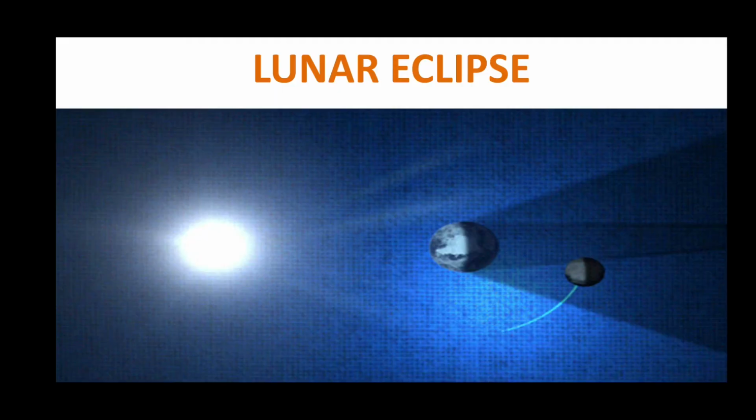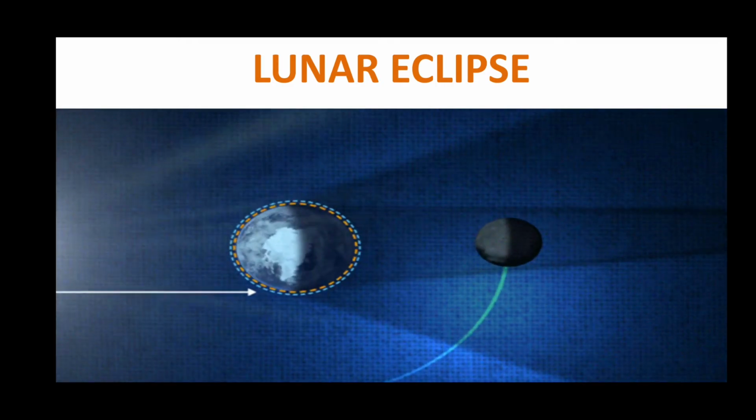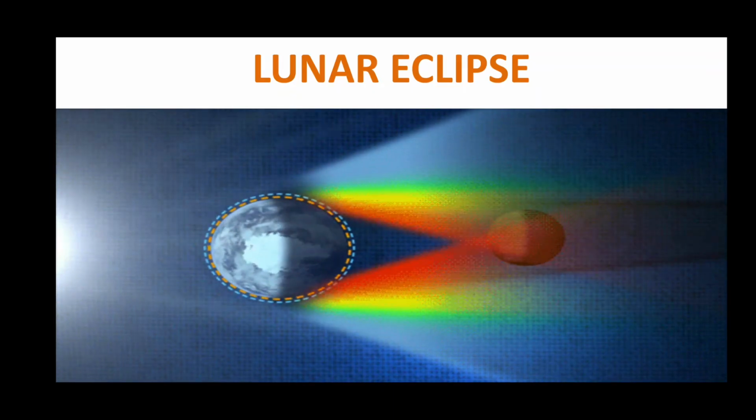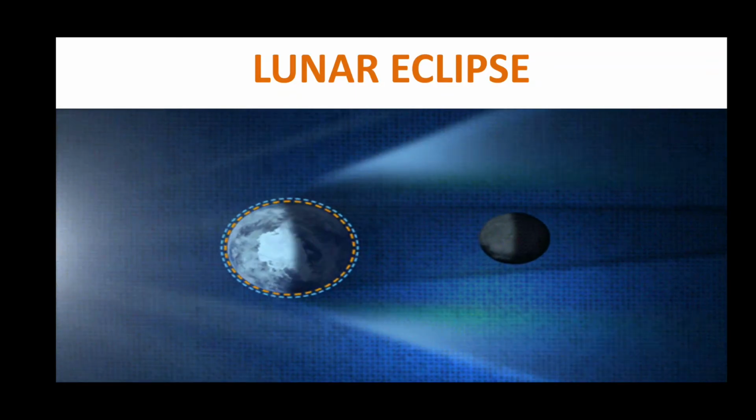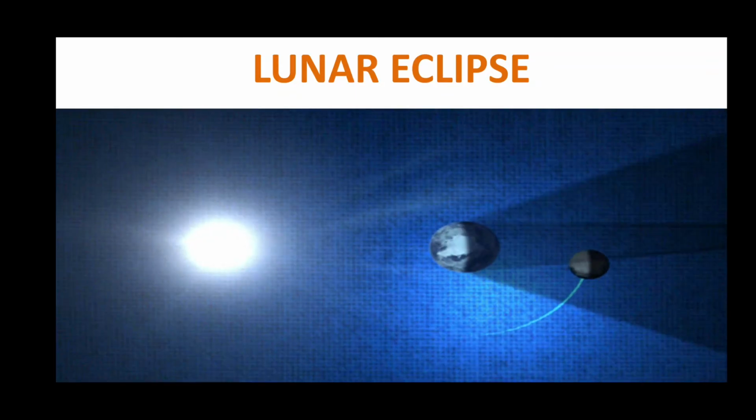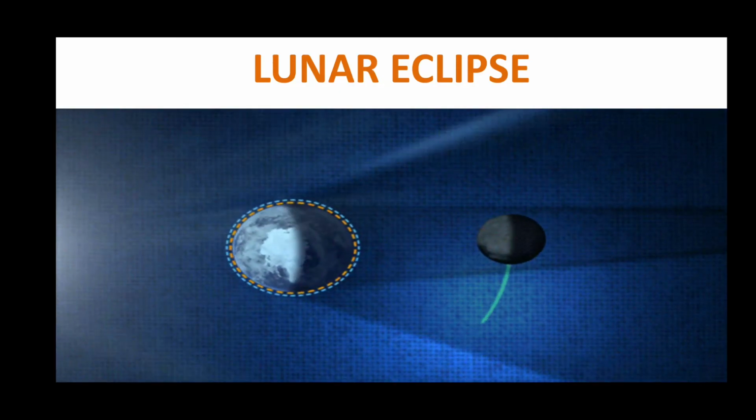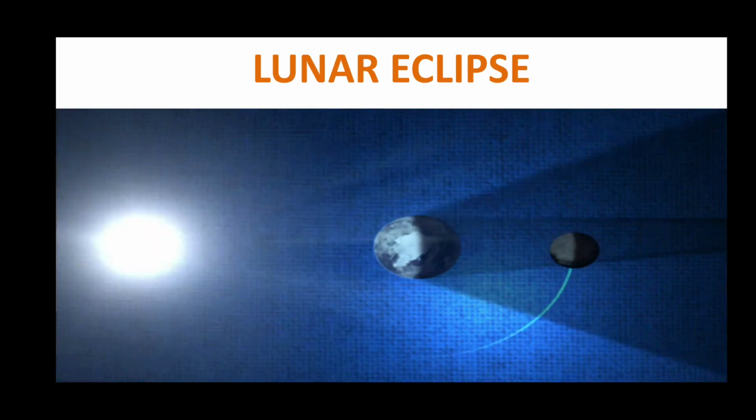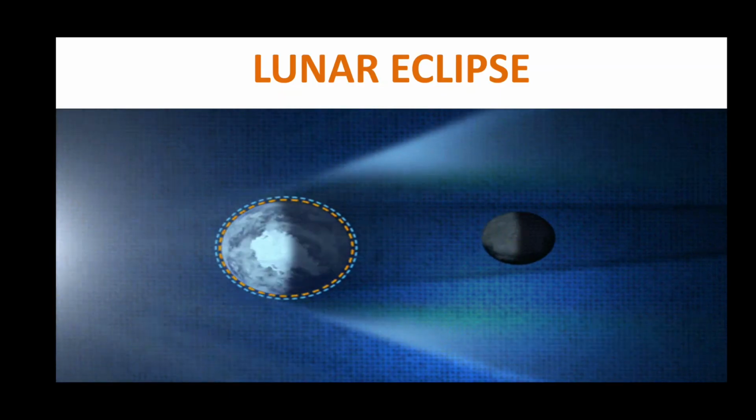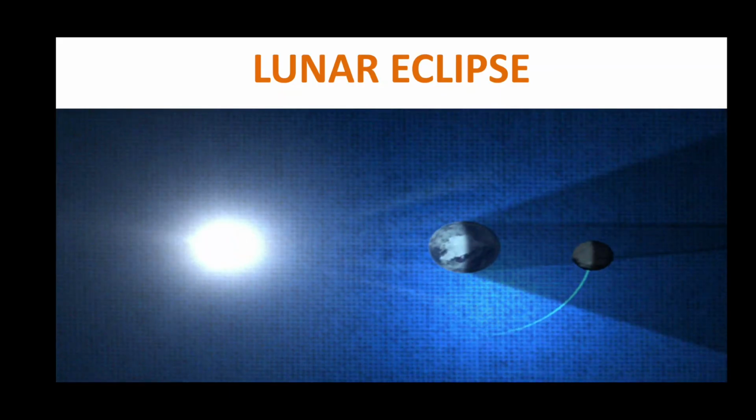Now you can see the animated video of this lunar eclipse, how this phenomenon takes place. So now the moon is in the darkest part of the earth's shadow, that is the umbra. So now the total lunar eclipse is taking place, and if it is in the penumbral region, then the partial lunar eclipse will take place. That's how these two phenomena take place.